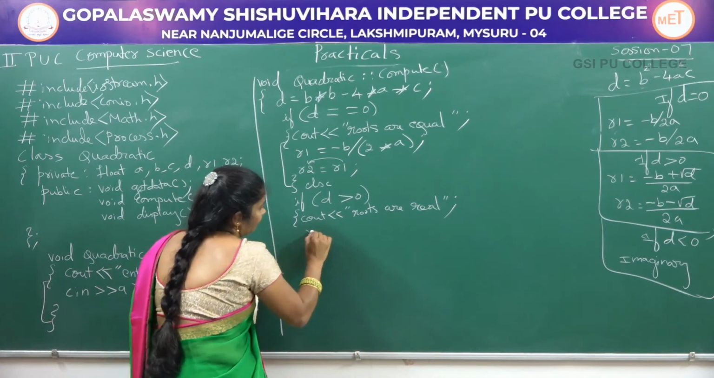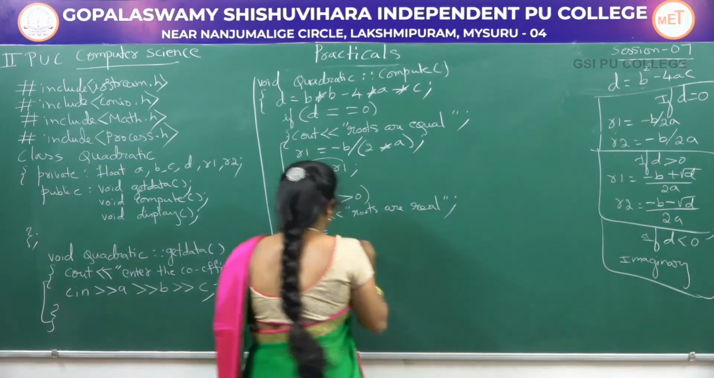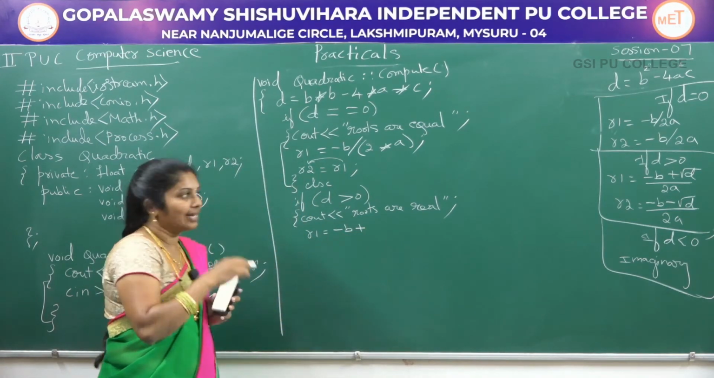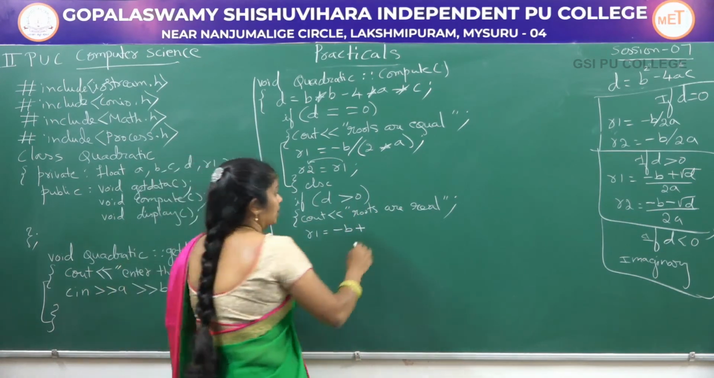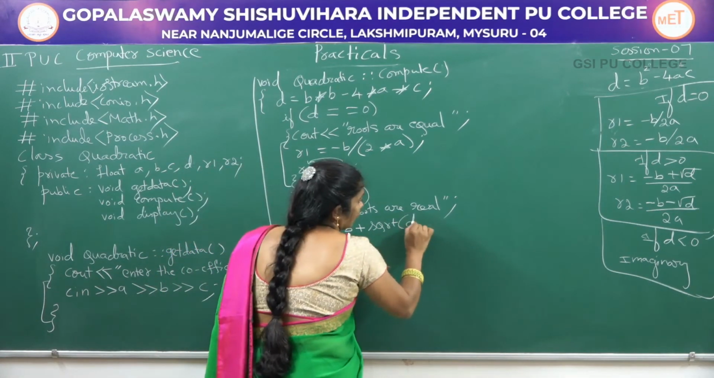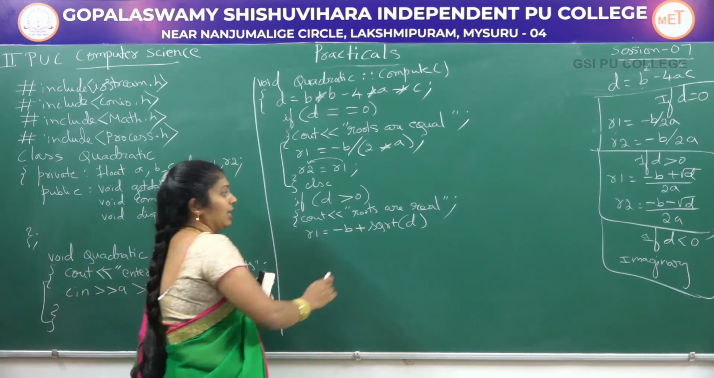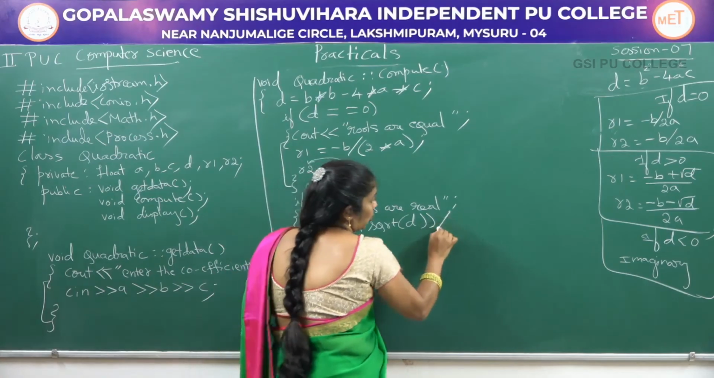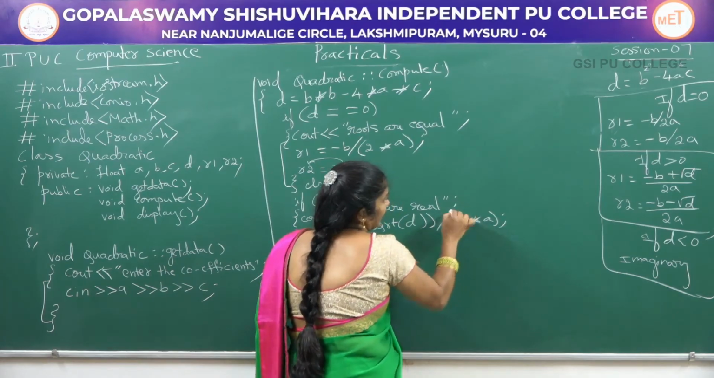Then find R1 as well as R2. What's the formula to find R1? If discriminant part is greater than 0, that is minus b plus square root. Directly I cannot write square root like this format, then I have to use the SQRT function, that is SQRT, square root of d. For this function to work, the math.h header file is compulsory. Square root of d whole thing divided by 2 into a.